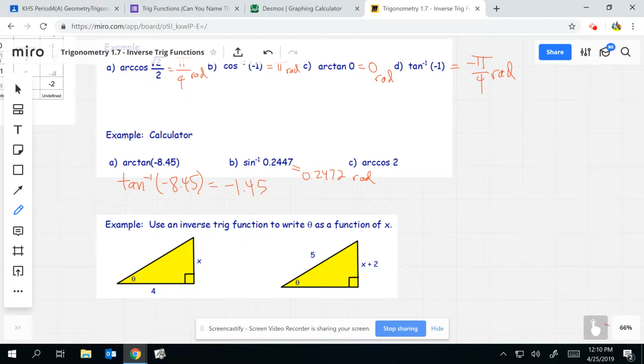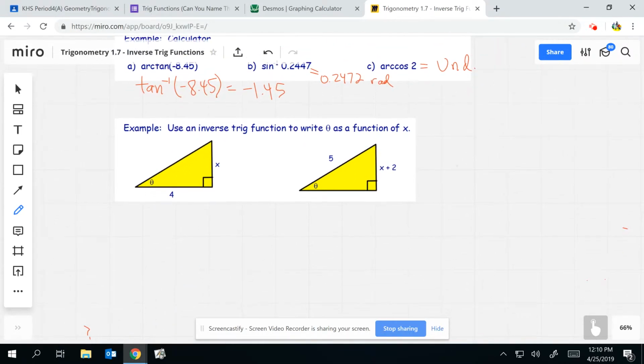Inverse cosine of 2. Oops, domain error again. Remember, cosine and sine can't be more than 1 or less than negative 1. So that's another undefined value. You can't have a cosine equaling a 2. So that doesn't work.